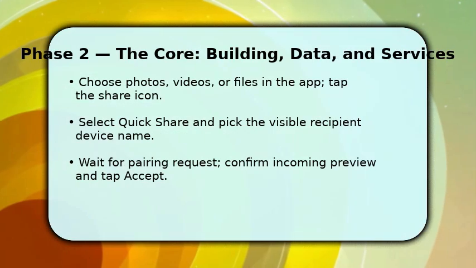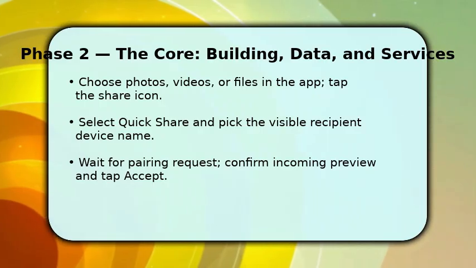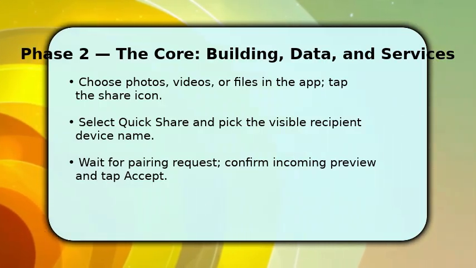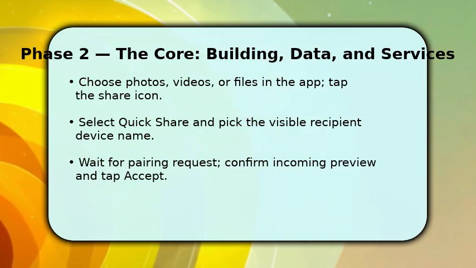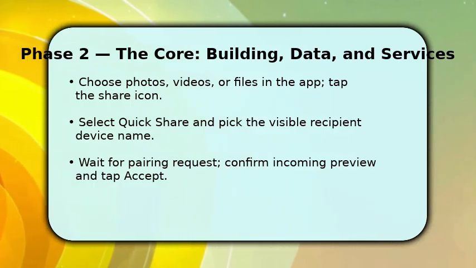You now pick the content to send, photos, videos, or any file, then tap the share icon and choose Quick Share. When the recipient appears, tap their device name. The phones exchange a handshake to verify identity, so wait for the pairing prompt.